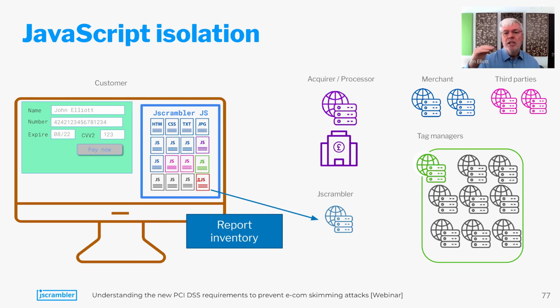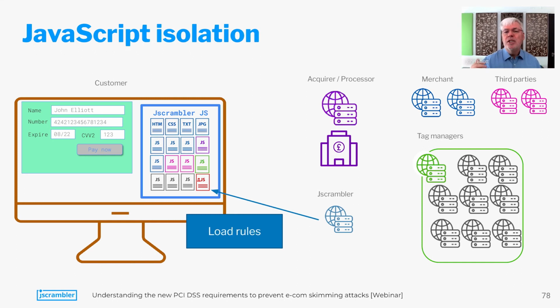that means the agent can report an inventory of all the JavaScript running in the web page. By looking at what the JavaScript does, it can then report on its behaviors. For example, is some JavaScript trying to access form fields? Is it trying to post data somewhere else? So Jscrambler can give you a guarantee of the integrity of any piece of JavaScript.